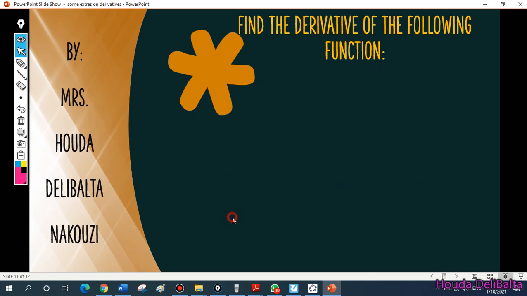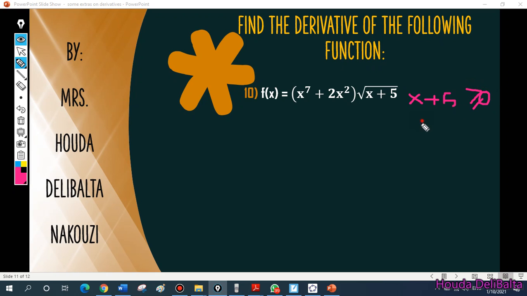Now here comes example 10. f of x here has the form of x to the power 7 plus 2x squared, multiplied by radical x plus 5. Now there is a condition for the value under the radical. It should be, as we always keep saying, greater than or equal to 0. So here x plus 5 should be greater than or equal to 0. Then x should be greater than or equal to minus 5. And thus the domain of definition of f is from minus 5 till plus infinity.